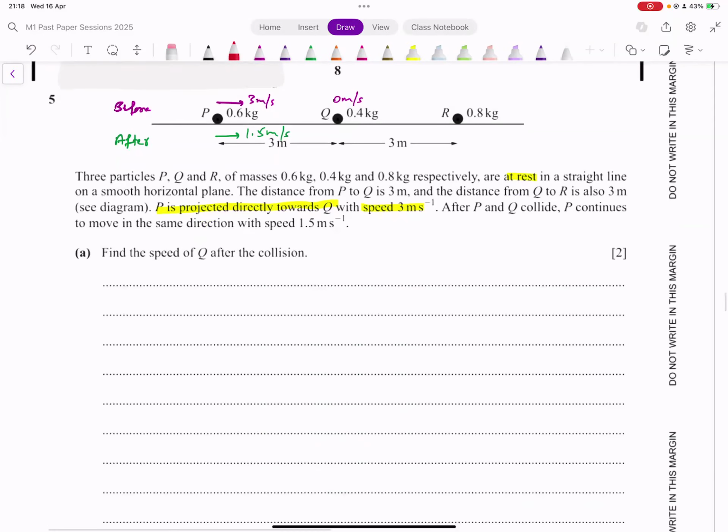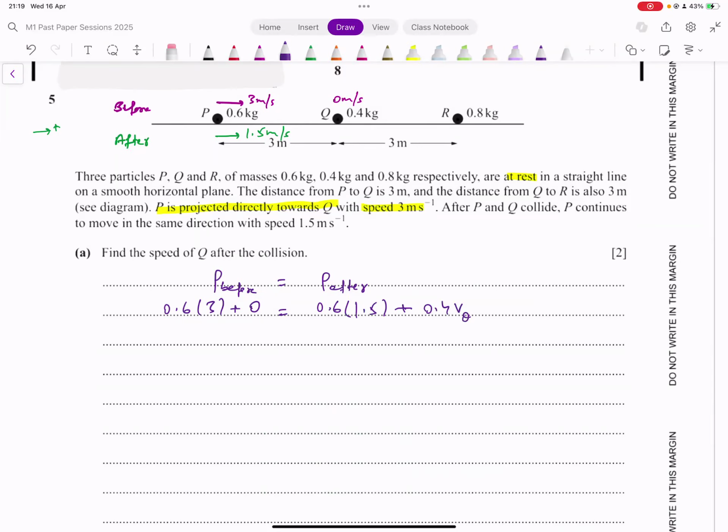All you have to do is use conservation of momentum. Momentum before collision equals momentum after collision. Momentum before collision, mass of P, that's 0.6 into velocity of P. We're considering the right side positive. So 0.6 into 3 plus momentum for Q, that's 0 because it was at rest. That should equal momentum after collision. That's 0.6 into 1.5 plus 0.4 into VQ, and that should give you the value for VQ.